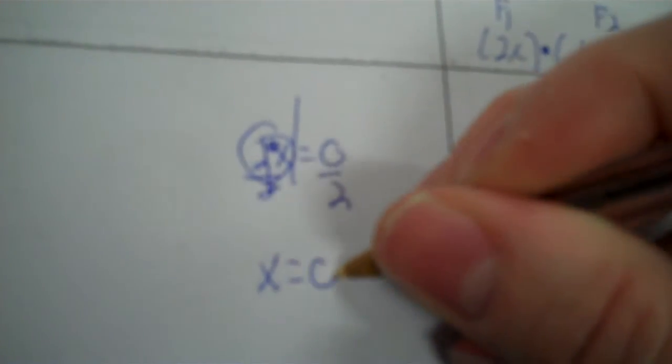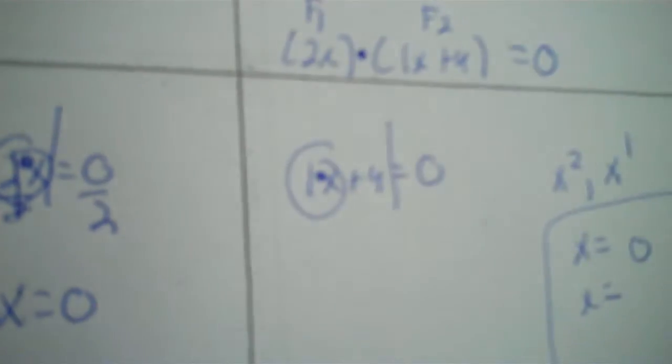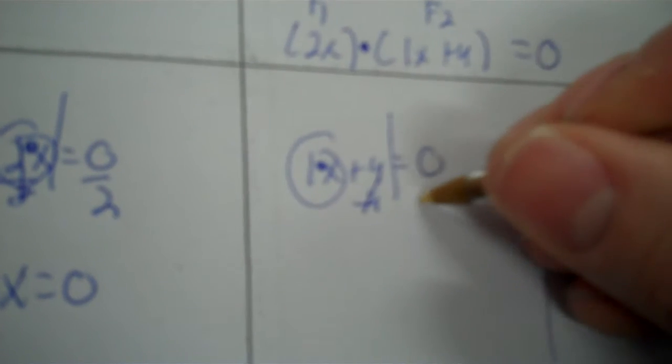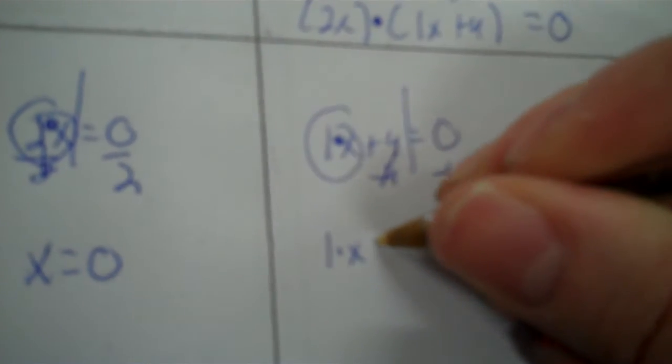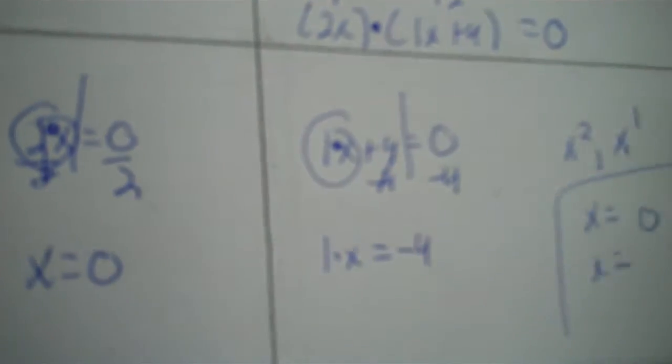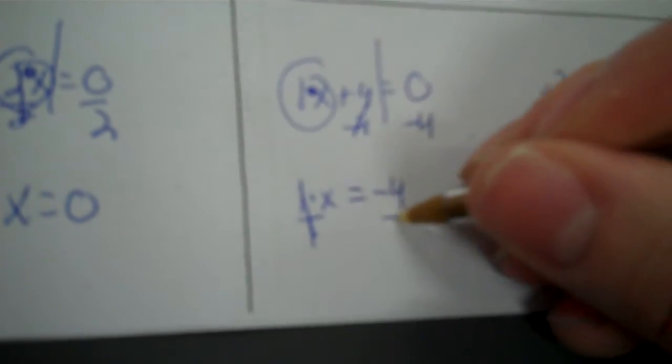So you divide by 2, 0 divided by 2 is 0. Then over here you got times 1 and plus 4. So you can take out the plus 4 with minus 4. 0 minus 4 is negative 4. And then divide by 1. Negative 4 divided by 1 is negative 4.